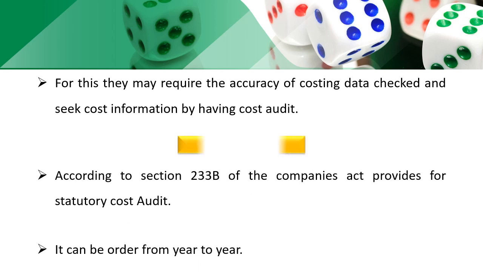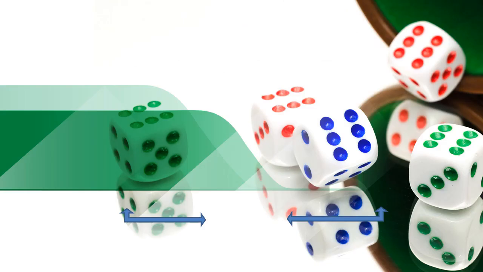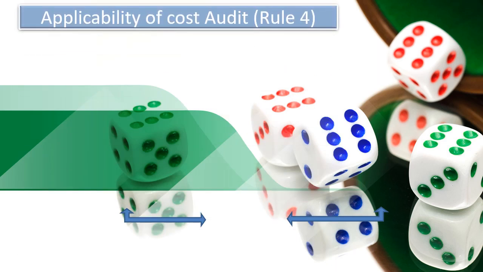Then it can also be said that cost audit is statutory by the government. When it is statutory, section 233B of the Companies Act provides for statutory cost audit. There are certain kinds of companies to which section 233B of the Companies Act applies, and to those companies it is necessary to conduct statutory cost audit. It can be ordered from year to year. That means once you have started conducting the cost audit, you can conduct it from one year to another year and so on.